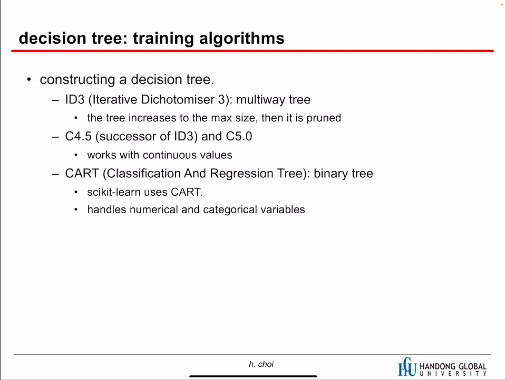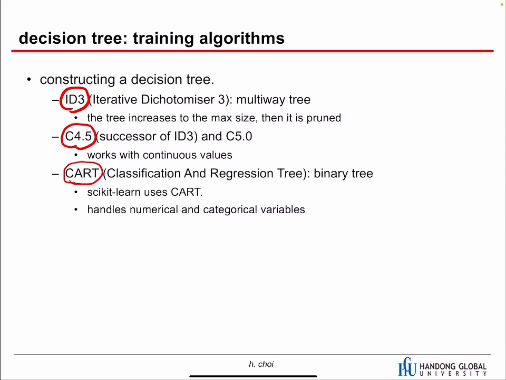Actually, we have a couple of training algorithms: ID3, C4.5 and CART. So when you read some papers about machine learning or some application of machine learning, sometimes they say, oh, I used ID3, or we used C4.5 or CART. It means they used a decision tree. Instead of saying decision tree, sometimes they say CART or C4.5.